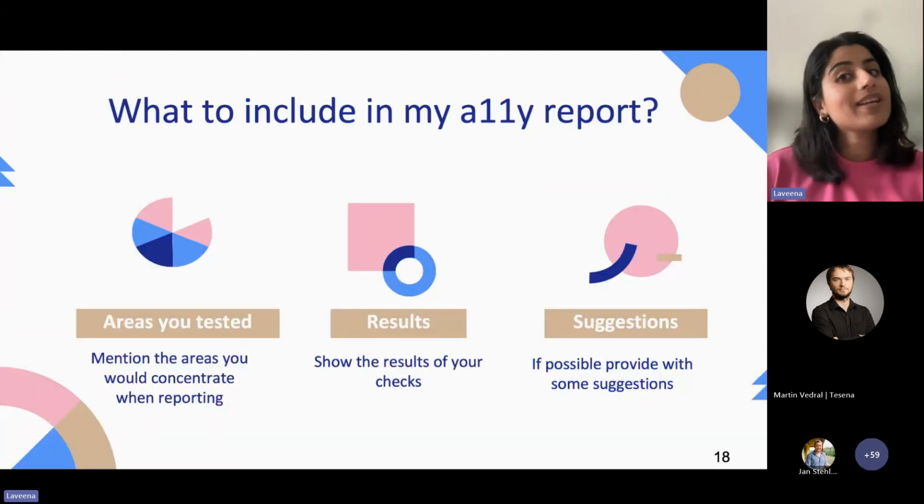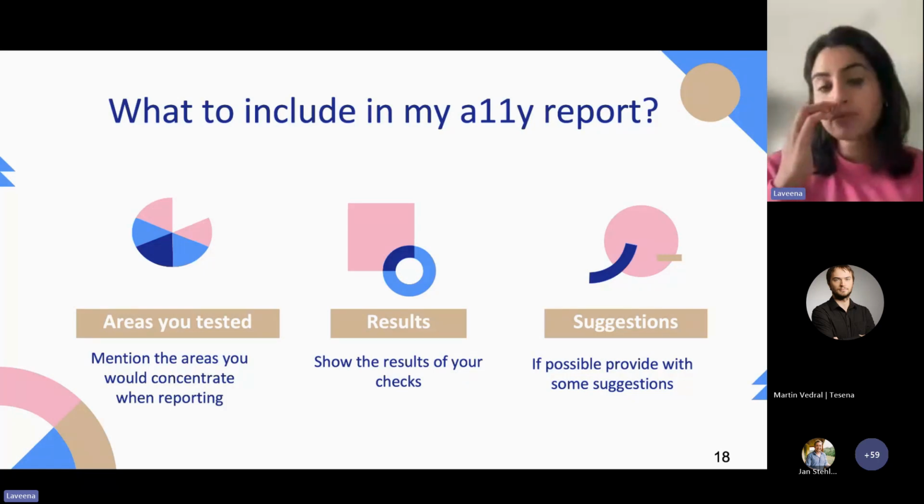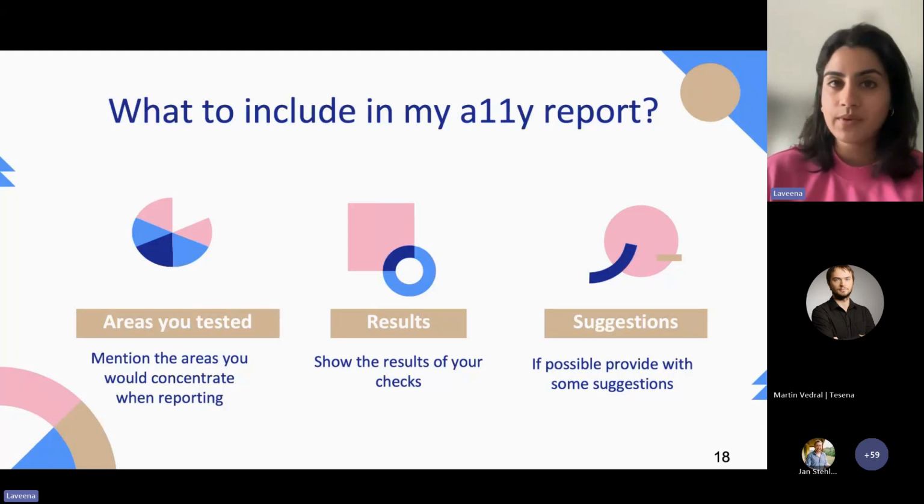So what to include in my accessibility report? As I said, there's no perfect template, but you could potentially put these 3 areas into your report. So areas that you have tested, specifically, maybe if you've tested one area and you're concentrating on that, just showcase that, whether it's in a report or a demo, that's your choice. You want to showcase some of the results and how you were checking them as well.